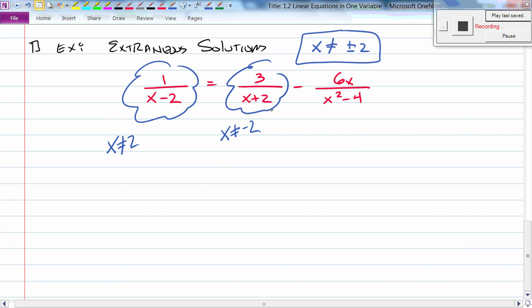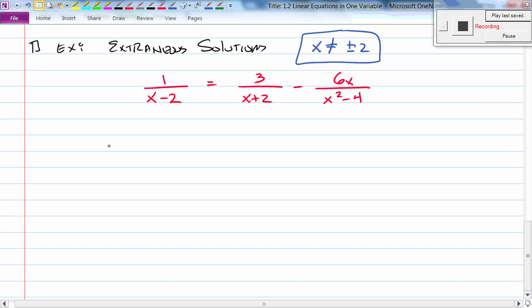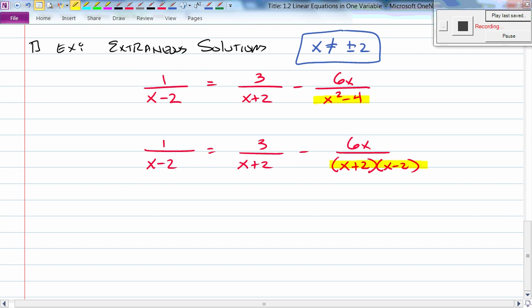All right, so now I'm going to go ahead and solve. What do I need to do first? So I have 1 over x minus 2 equals 3 over x plus 2 minus 6x. I'm going to factor this into the difference of two squares, which is x plus 2, x minus 2. So this whole piece has now been factored into that whole piece down below. So far, so good? What's the LCD here? Good. We're going to multiply the whole thing by x plus 2 times x minus 2.